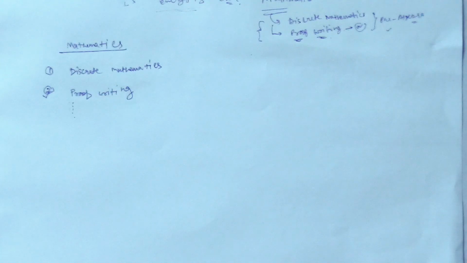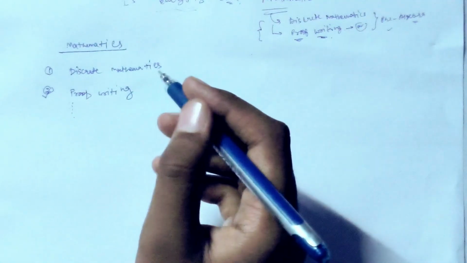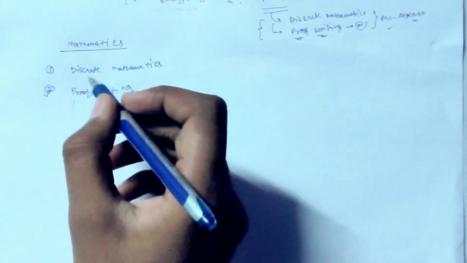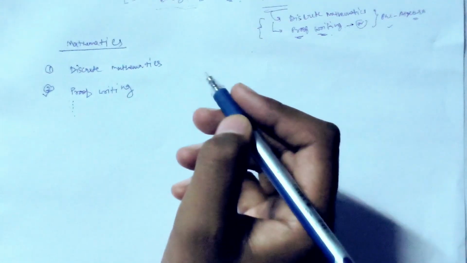then we can do a little bit of algebra. And what topics of algebra we will discuss, I'm just telling you. The topics of algebra that I will be taking. So the first section that we are going to take in mathematics is discrete mathematics.